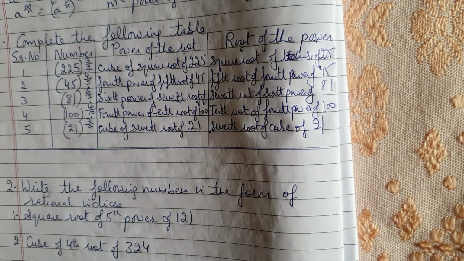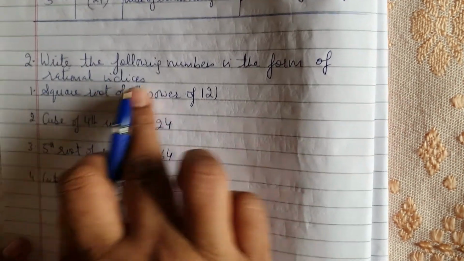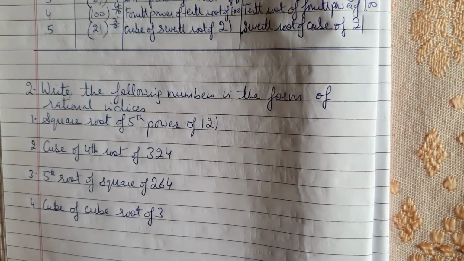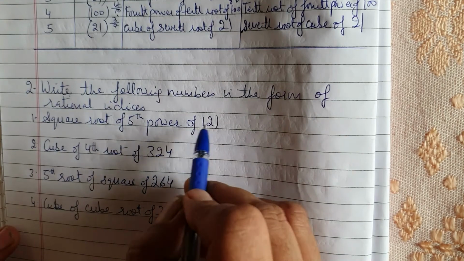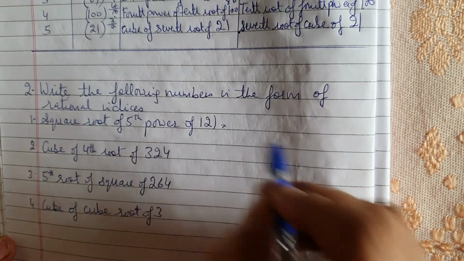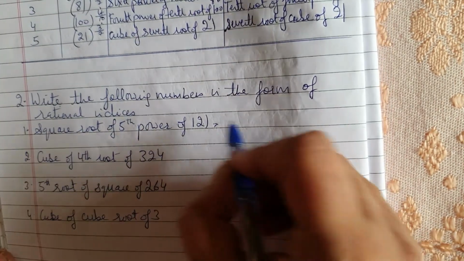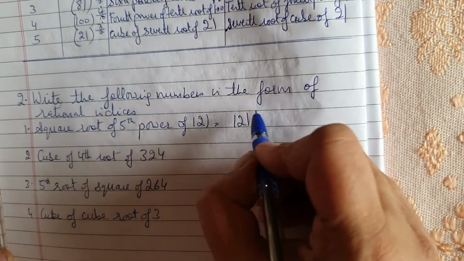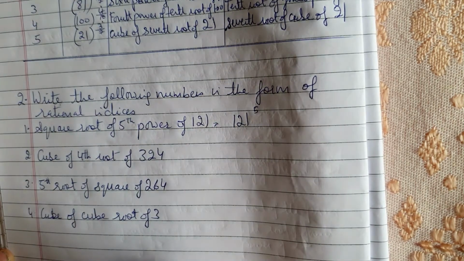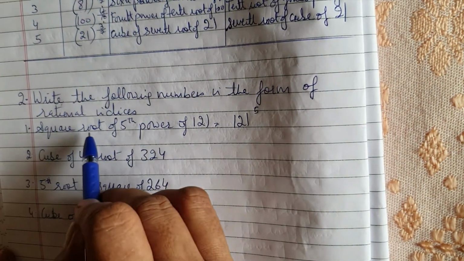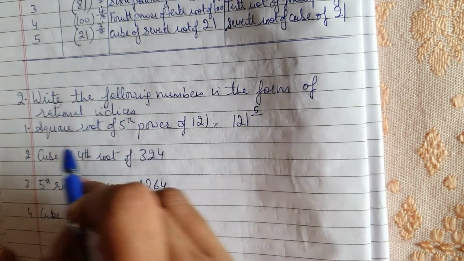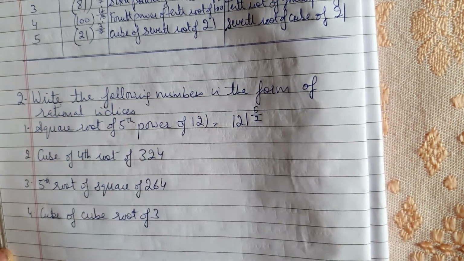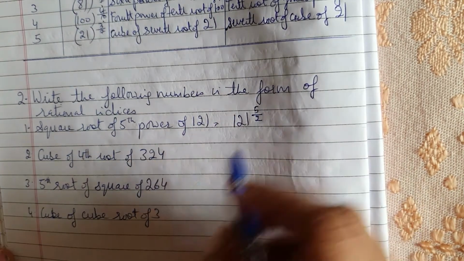Okay. Now we will write the following numbers in the form of rational indices. Square root of 5th power of 121. So how are we going to write this? We will write 121 here. And which is the power? 5 is the power. So 5 will come here, up. And which is the root? Square root. So square means 2. 2 will come down. Okay, so root always comes down.